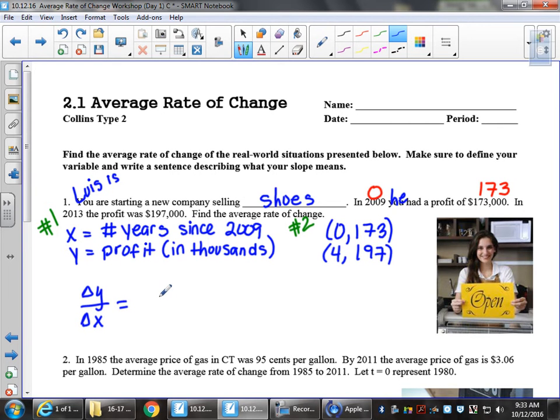What are we subtracting up top? They're right over each other, so you don't have to. Yep. Good job. So 173 minus 197. That's why I do like to stack them, because it lines up my Y values and then it lines up my X values. So we're doing 173 minus 197 and then 0 minus 4 equals.